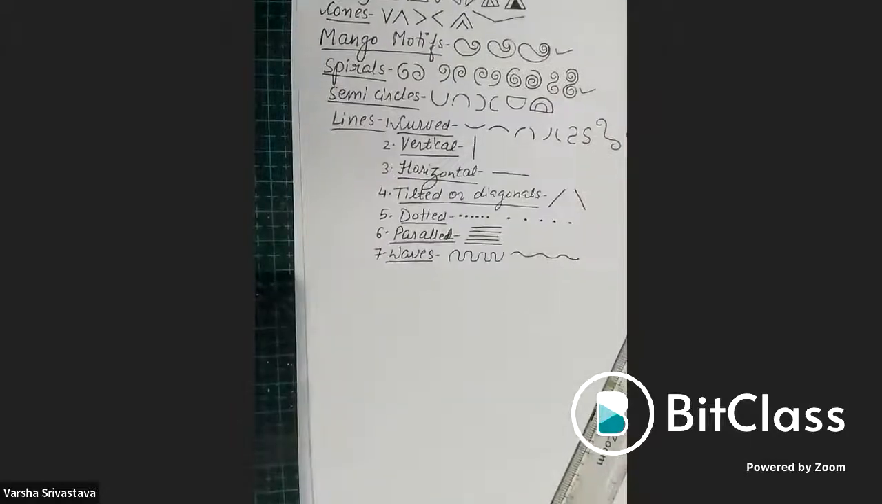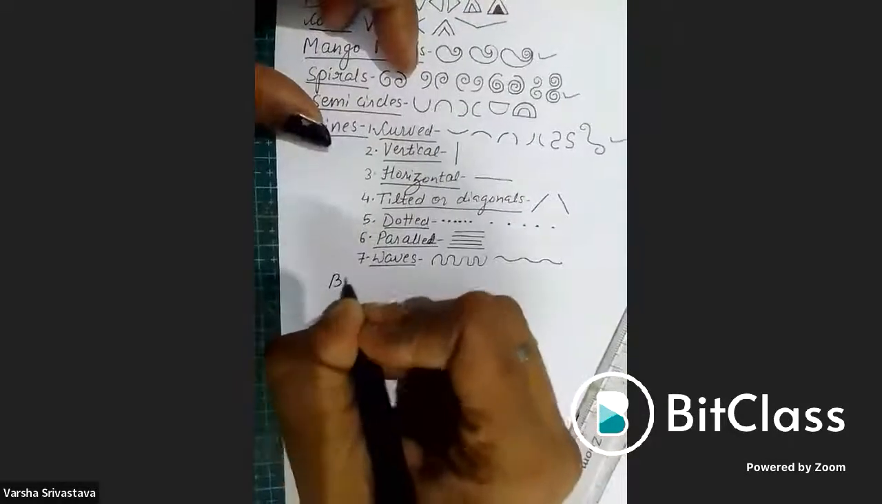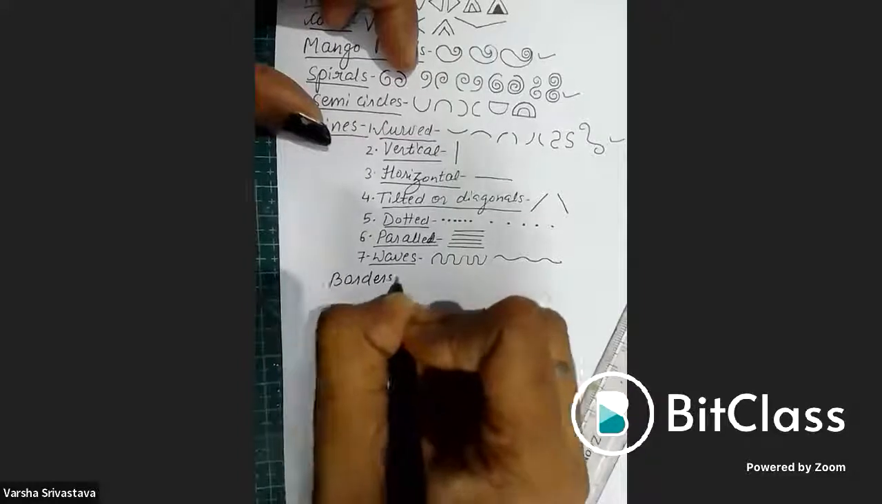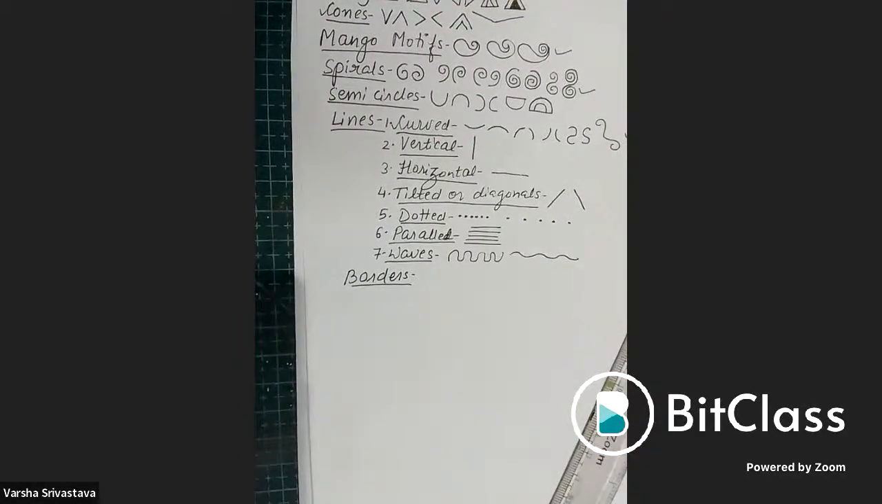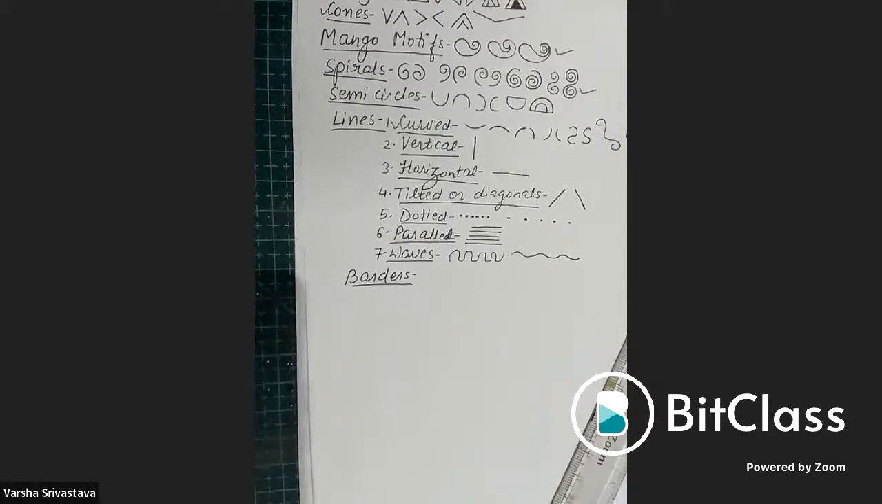So I'm just going to make the borders now. Borders. So I'm going to teach you 3 different ways of border making. We will be making the thin borders, medium sized borders, and the broad borders. Thin borders are the borders where the lines are close to each other. Medium sized borders where the lines are not that close, not that far. And broad border where the lines are far from each other. So we will be making all these kind of borders.